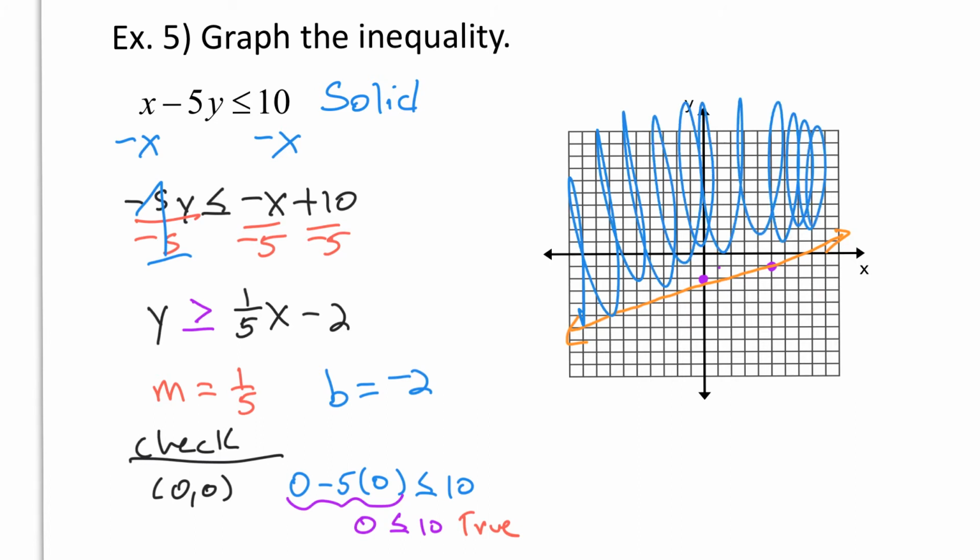If you guys have a false statement, let's say this is false. So that means that the origin is here, but you're not shading that side. If it's false, you're going to shade the bottom of the line. That's what you check. You check if it's true or false.